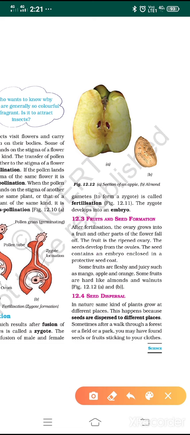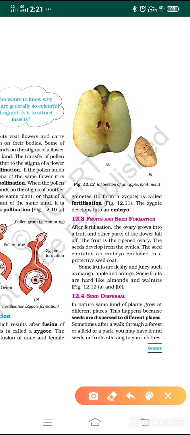The seed contains an embryo enclosed in a protective seed coat. So the seed contains what? An embryo. Inside the seed, what is present? That zygote which develops into an embryo. So the seed contains that embryo, and that embryo is enclosed in a protective coat. Here you can see the protective coat. The seed is enclosed by a protective coat, the seed coat.